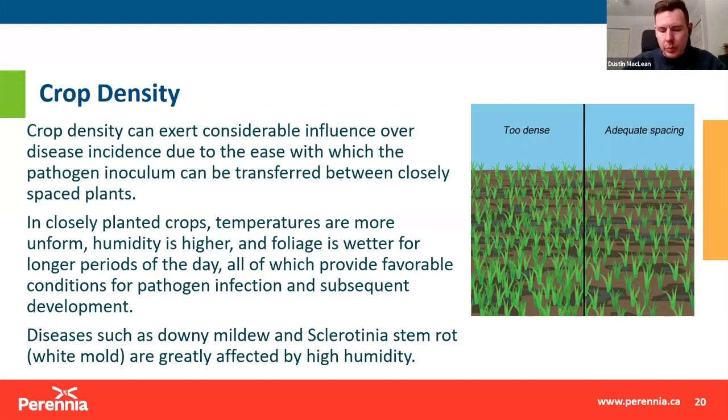In addition, with denser plantings, more plants may be wounded during cultivation, creating more opportunities for weak pathogens to infect. And then finally, the microenvironment within the crop is altered. Temperatures are more uniform, the relative humidity increases, and leaves usually stay wet longer after rain or dew because you've got that closed canopy. All these conditions will favor the development of disease.